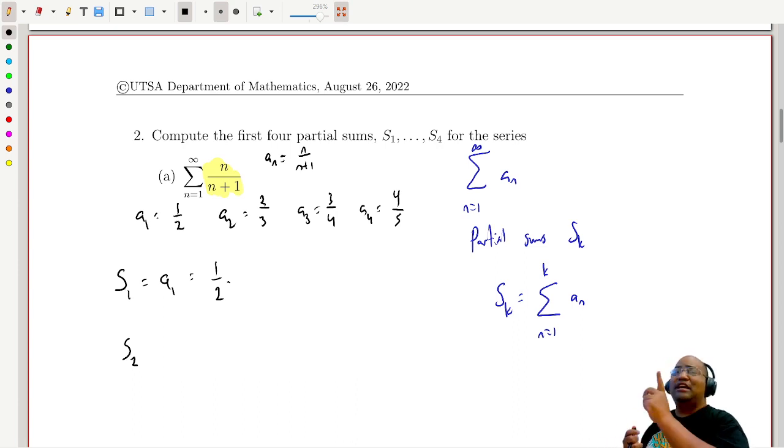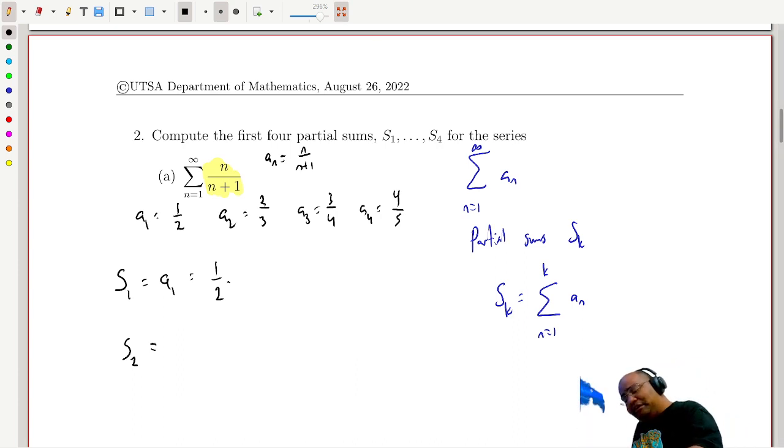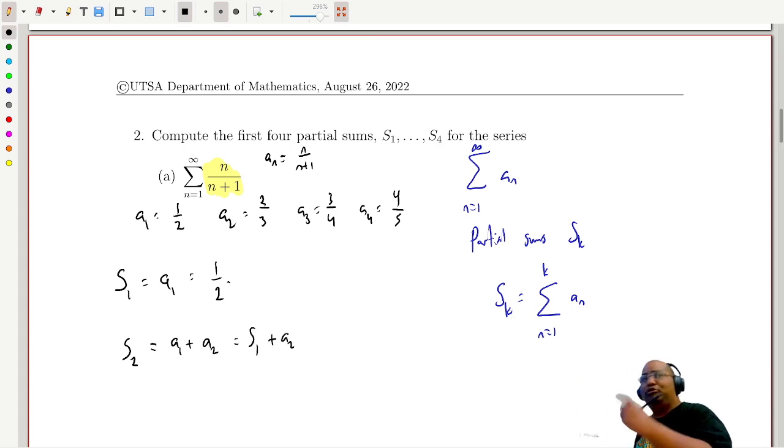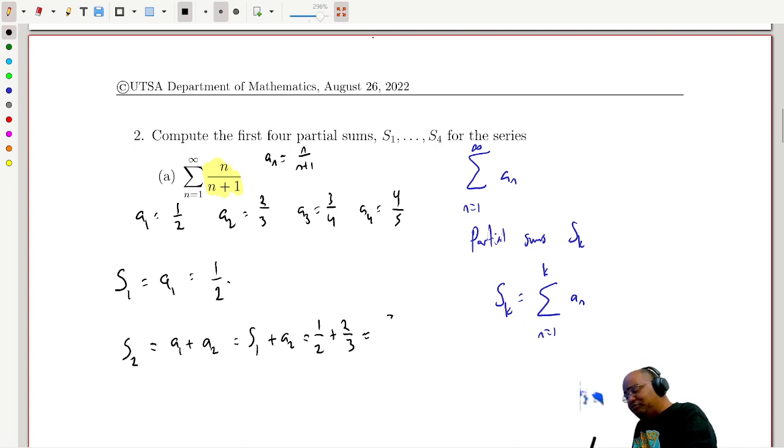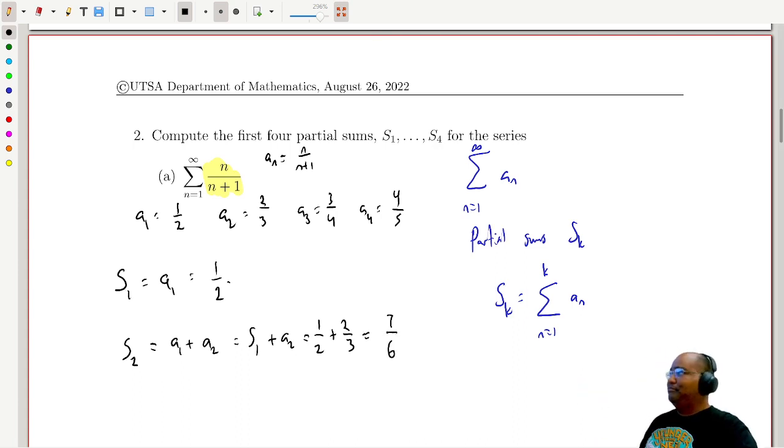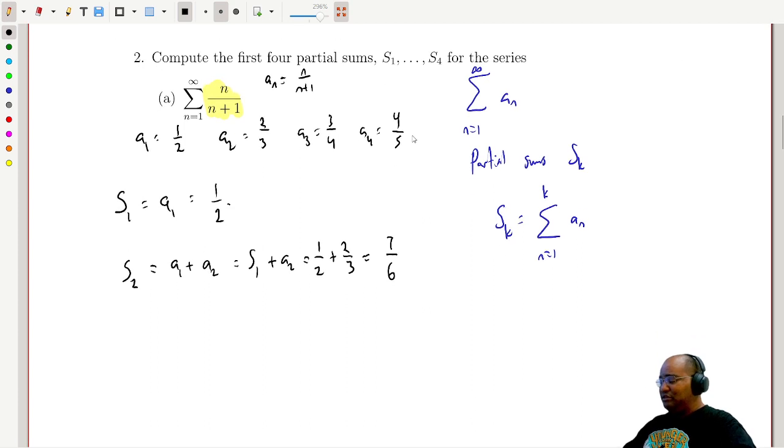Now notice that a1 is the same as S1. So it's just the previous partial sum plus the next term. That's a half plus 2/3. And if we do the fraction reduction, that's 7 over 6. Okay, we're in business now.